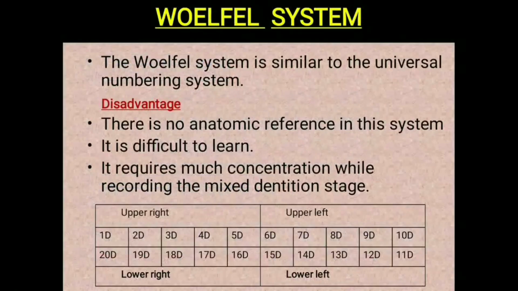Coming to another not well known tooth numbering system, that is Wolfeld system. It is basically used to show deciduous dentition. It is almost similar to the universal numbering system. Here alphabet D in capital letters is added on the right side of the number of that specific tooth. From 1 to 20 numbers are given to the deciduous teeth, and alphabet D is added on the right side. Disadvantage includes there is no anatomic reference in this system. It is difficult to learn, and again, for mixed dentition, it requires much more concentration while recording.